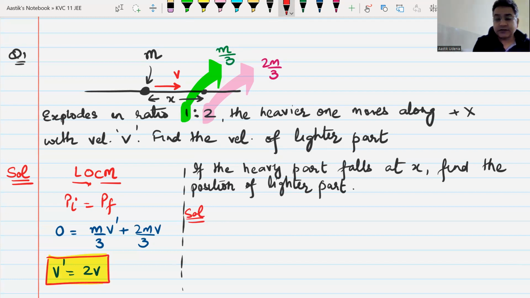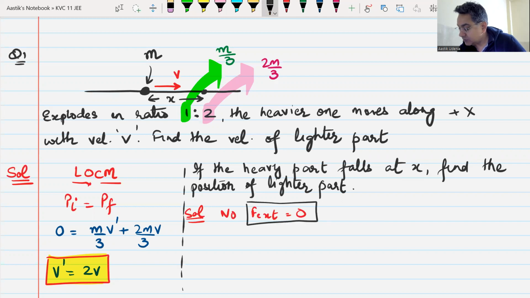We'll give you 2 minutes to give me the answer for this one. So how are we supposed to do this? We must understand that there is no external force acting on the body. The external force acting on this body is 0.